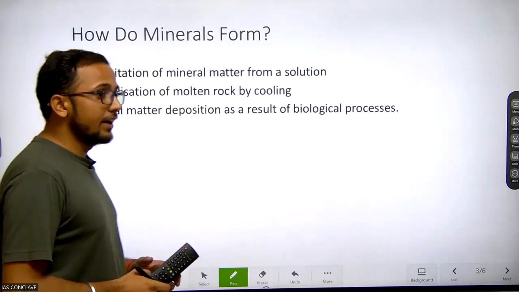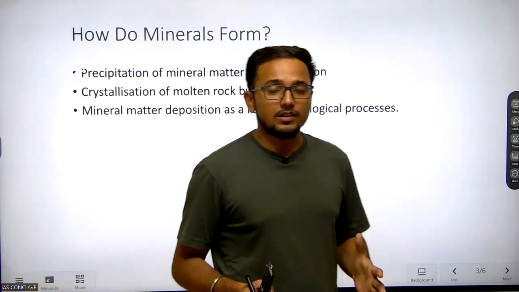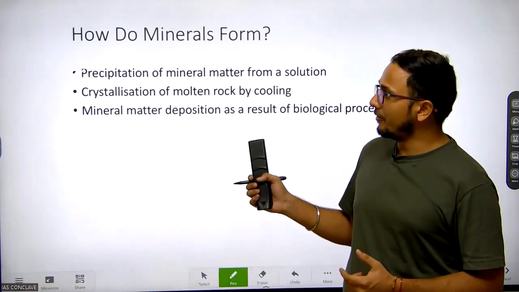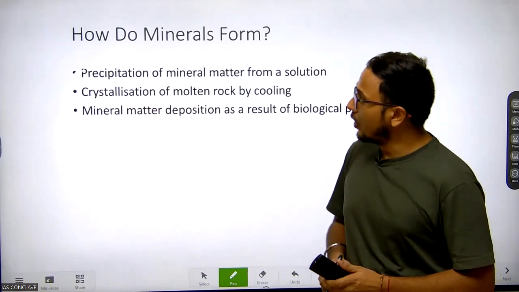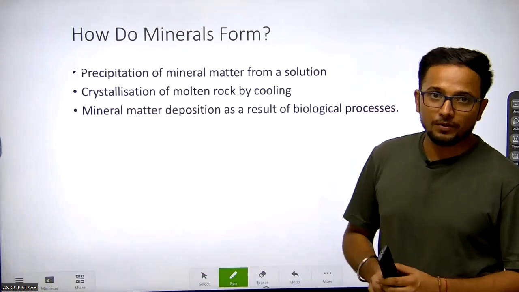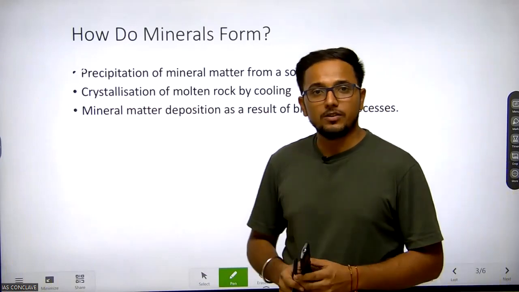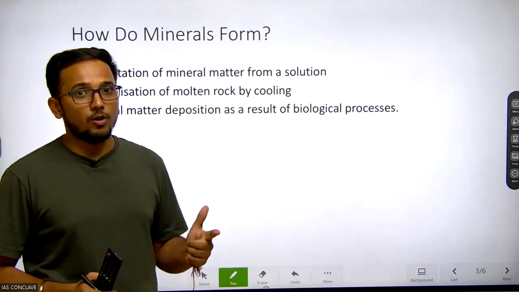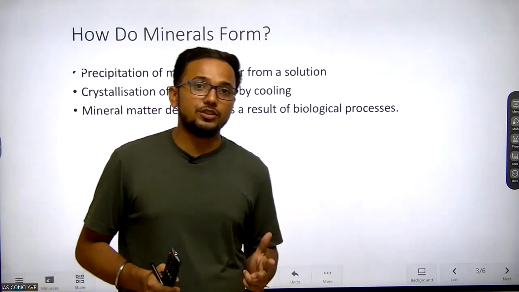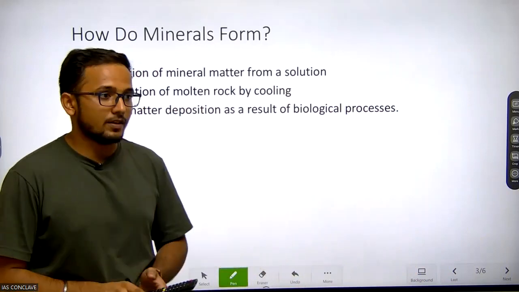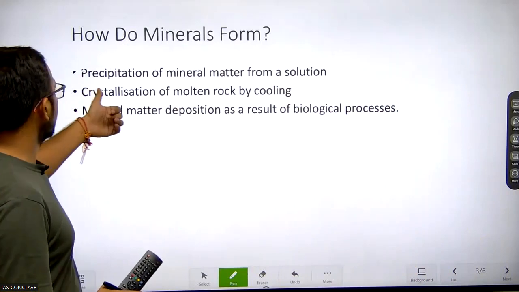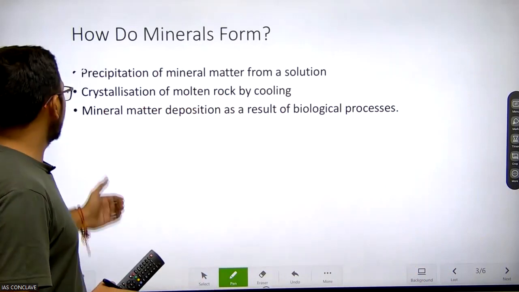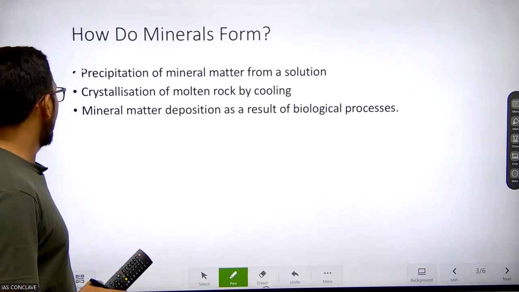We have already covered what minerals are, defining minerals, and how rocks and minerals are different from each other. Now we will cover how minerals form. There are three ways minerals form. The first one is precipitation, the second one is crystallization of molten rock, and the third one is deposition, which is a completely biological process. Today we will only cover precipitation of mineral matter from solution, and in the upcoming session we will also cover crystallization of mineral matter.